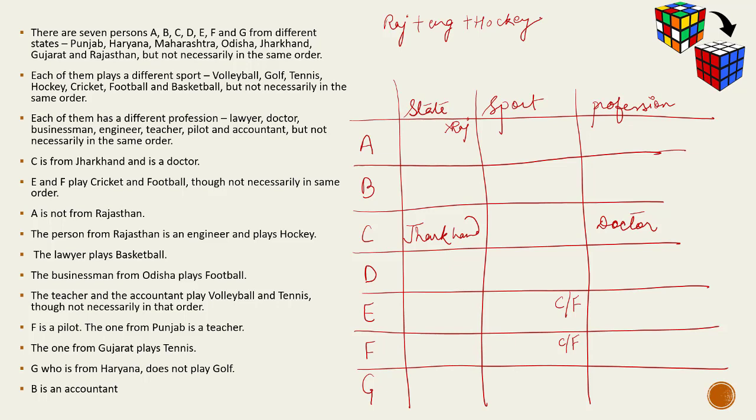The lawyer plays basketball. So again, this is useful data: lawyer plus basketball. The businessman from Odisha plays football. So Odisha, businessman, football. F is a pilot. The one from Punjab is a teacher.